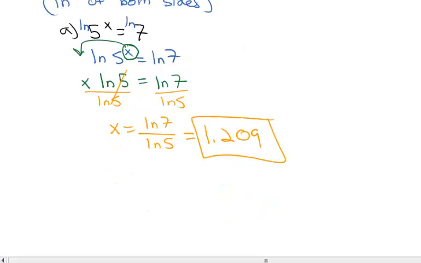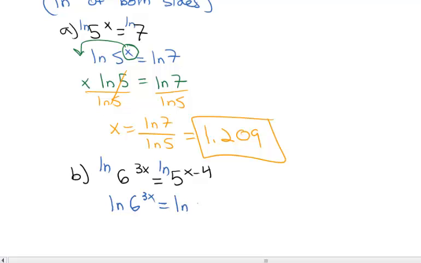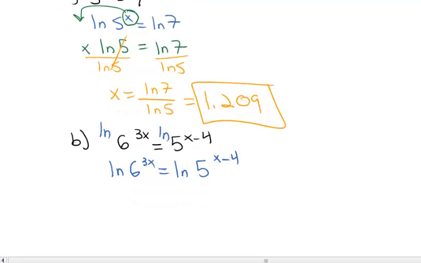Now we can make these a little more interesting, but we still apply the same strategy. Let's say we have 6 to the 3x equals 5 to the x minus 4. Again, we can't get the same base, so we will take the natural log of both sides. So the natural log of 6 to the 3x is equal to the natural log of 5 to the x minus 4. Whoops, too far.